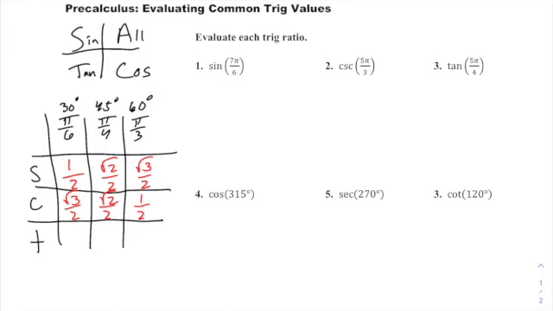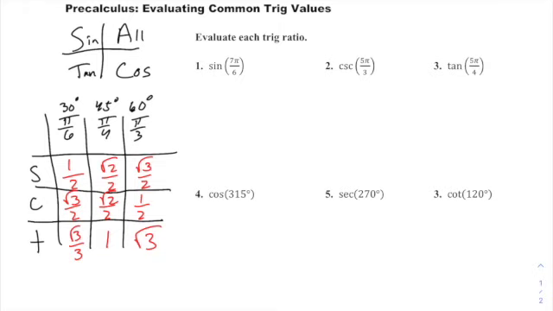For your tangent, you can do sine divided by cosine. So you cancel those 2's, and 1 divided by root 3 gives you root 3 over 3 for pi over 6. Root 2 divided by root 2 is 1. Root 3 divided by 1 is root 3. And there you go. You get the values pretty quickly.